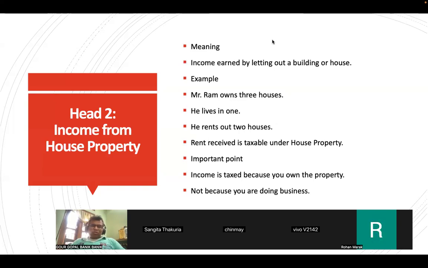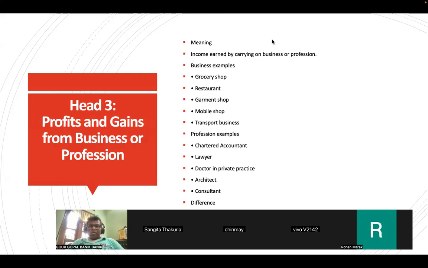Suppose you are having a building and you are getting rent from the tenant. It doesn't mean you are employer and the tenant is employee. No, you are getting rent only. That is income from house property. A salary बन नहीं सकता है. क्यों बन नहीं सकता है? Because there is no relation of employer-employee.